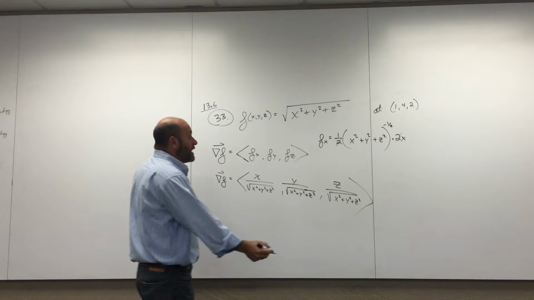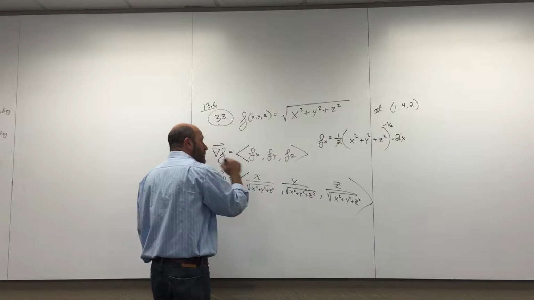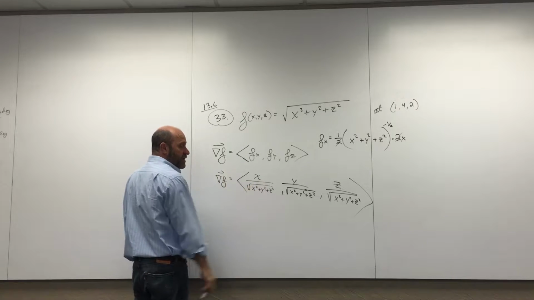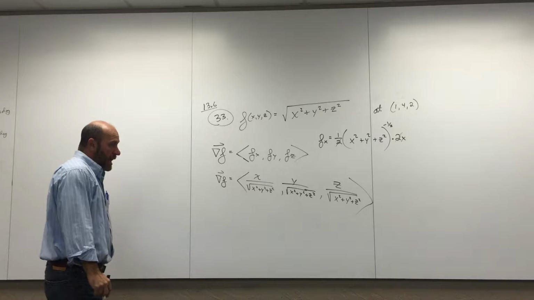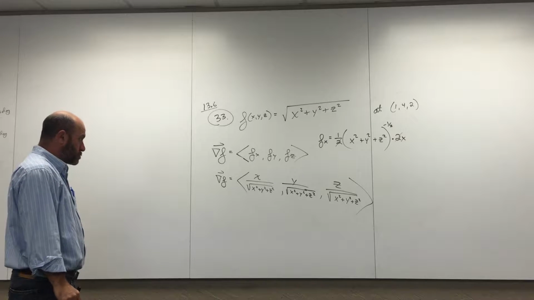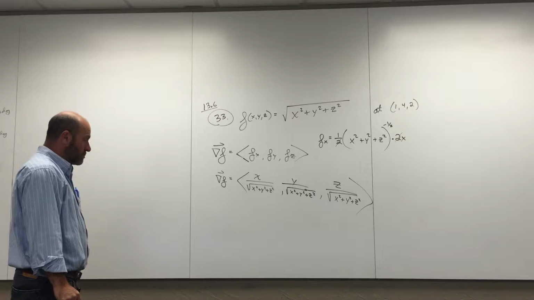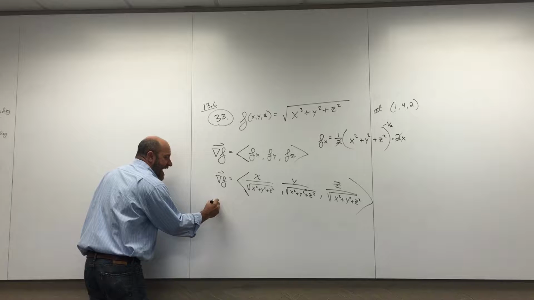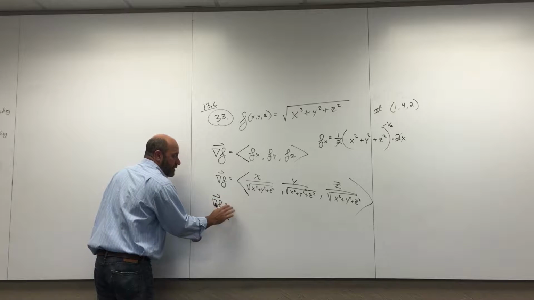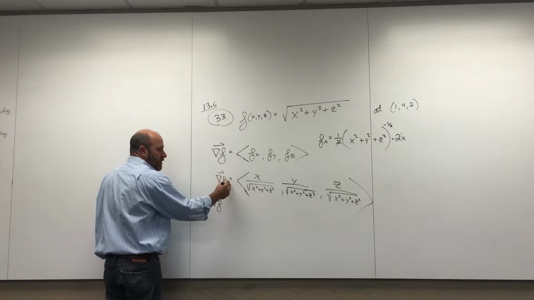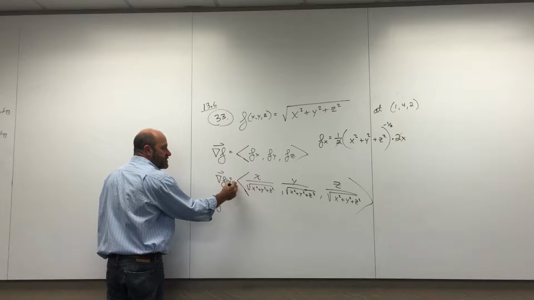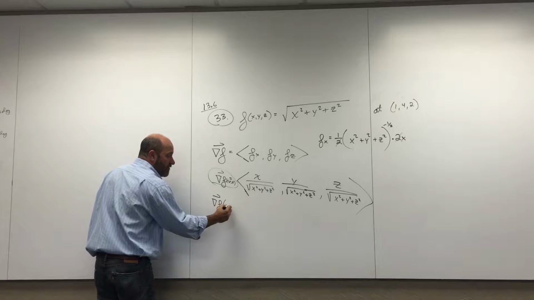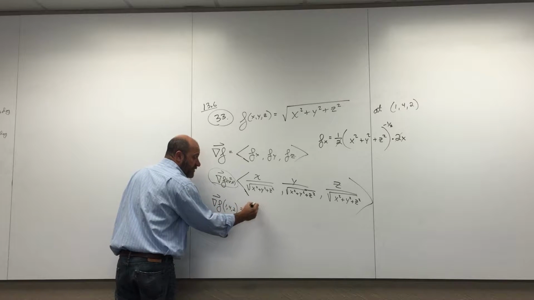But then at this point, 1, 4, 2, I guess I could plug this in. Here it is in general. This is the gradient in general. Maybe I should have a little x, y, z here to indicate this is the gradient at any point x, y, z.